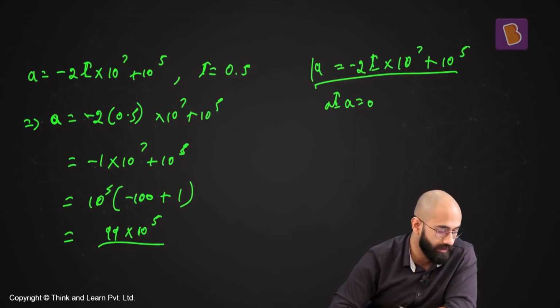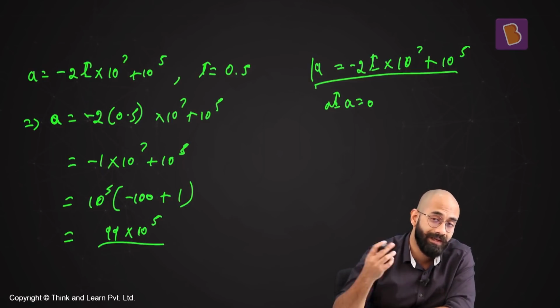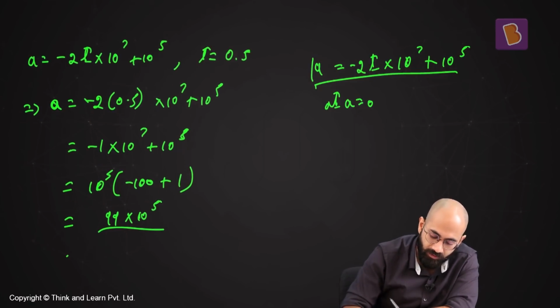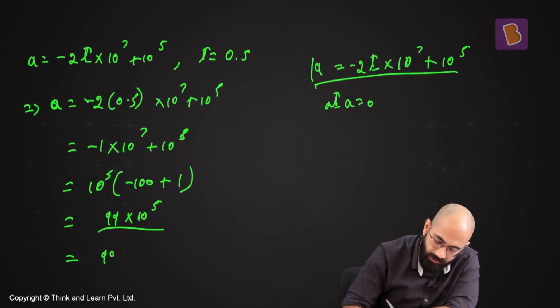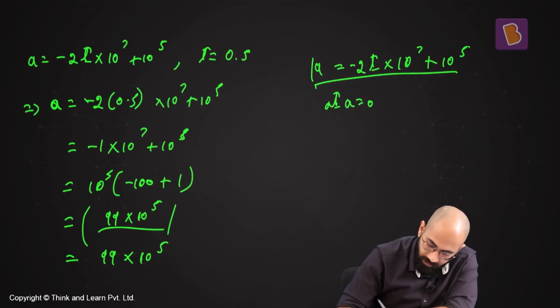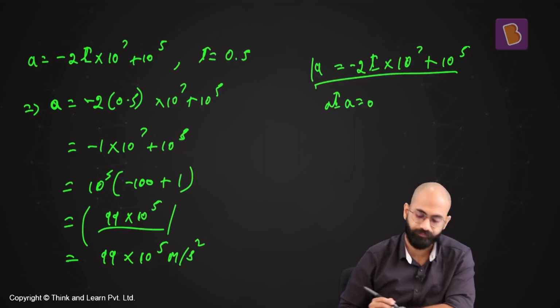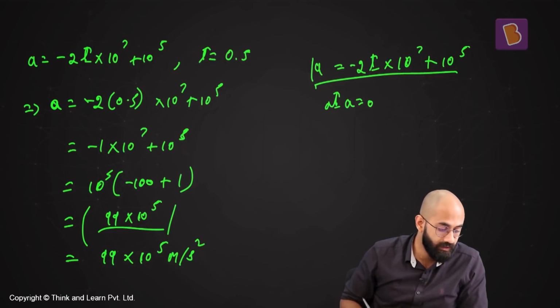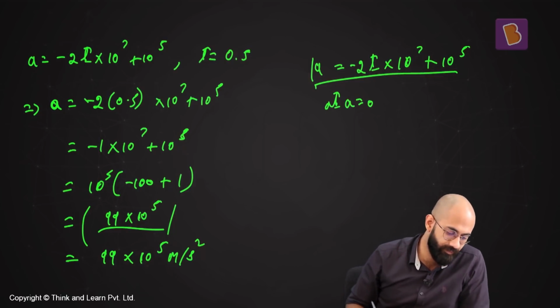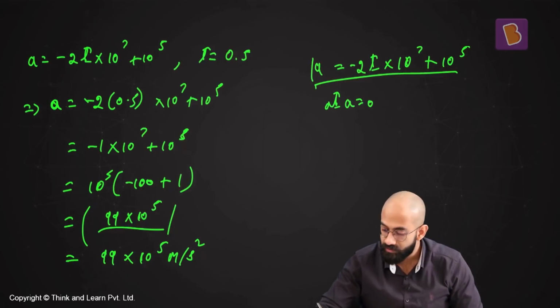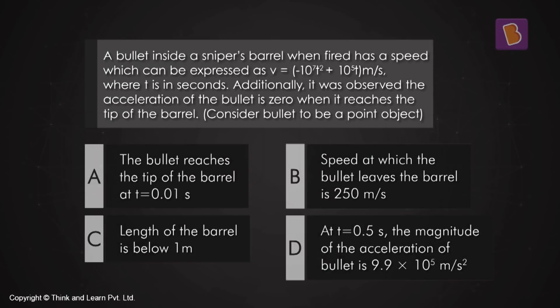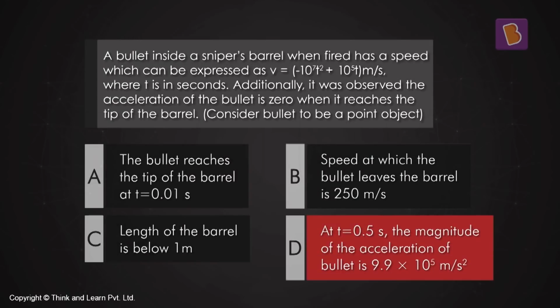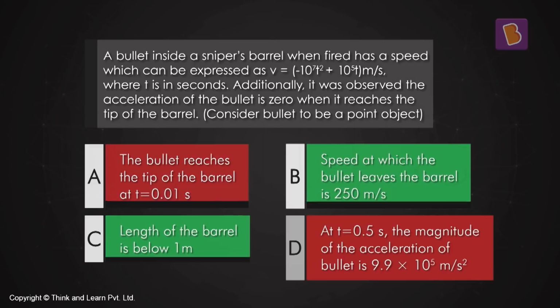The option says that the magnitude of the acceleration at that point is 9.9. Over here you can see that the magnitude of the acceleration is 99 into 10 power 5 meter per second squared, right? But whereas the option says that it's 9.9 into 10 power 5 meter per second squared, which means it's wrong. So the last option, B, is wrong. So finally, out of the 4 options, we have B and C correct.